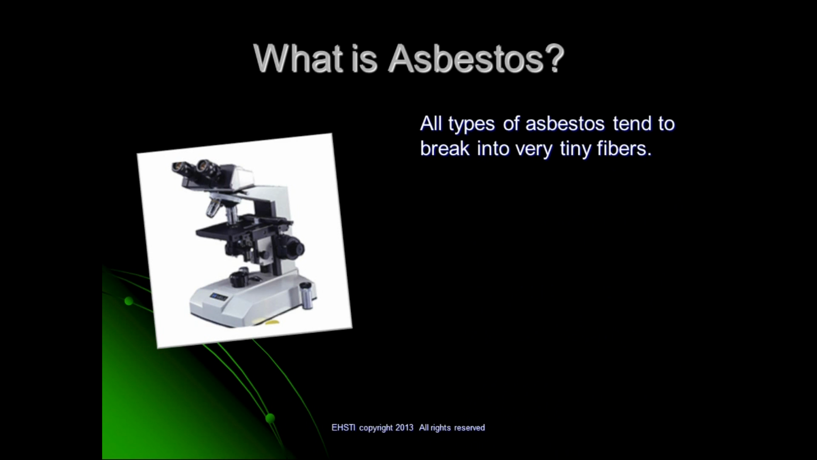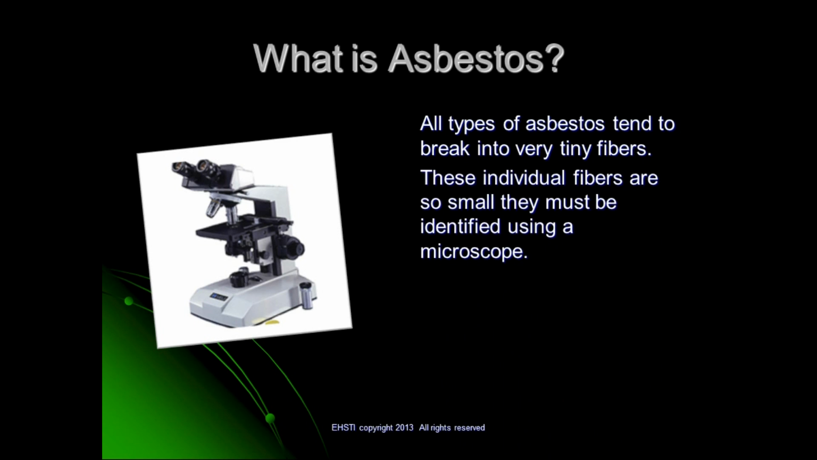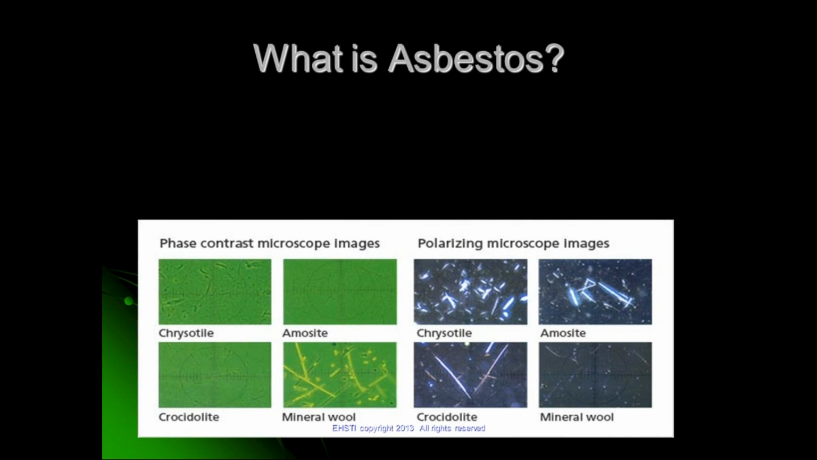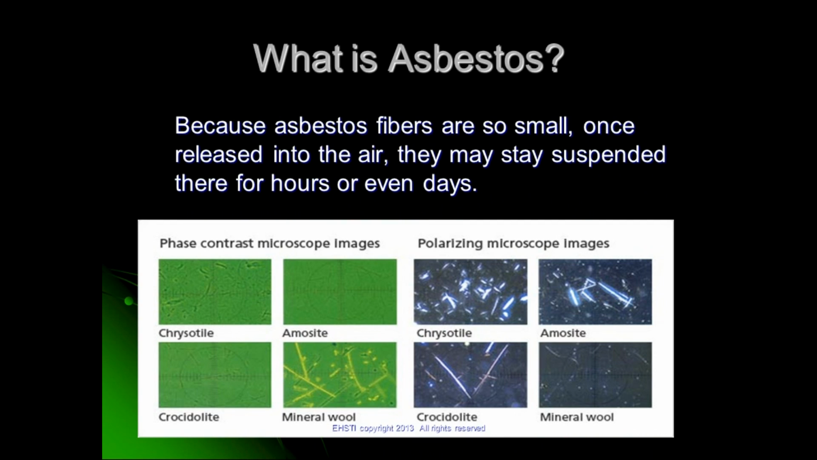All types of asbestos tend to break into very tiny fibers. These individual fibers are so small they must be identified using a microscope. Some fibers may be up to 700 times thinner than a human hair. Because asbestos fibers are so small, once released into the air, they may stay suspended for hours or even days.